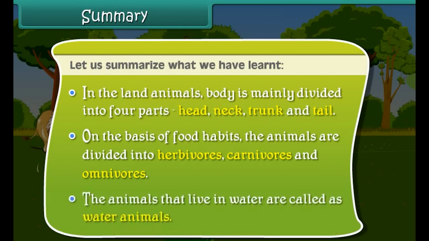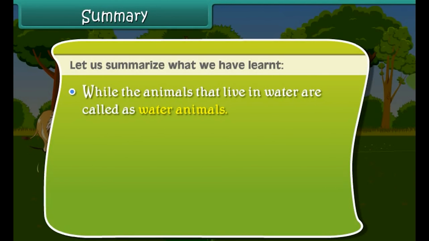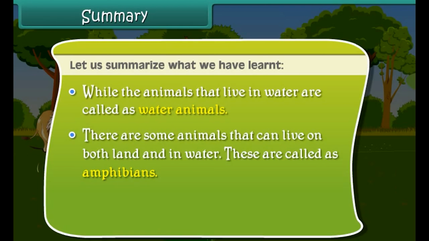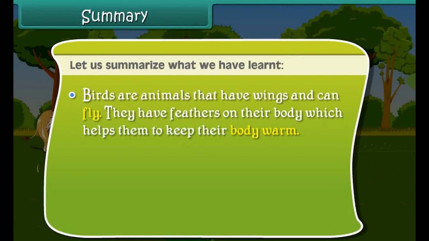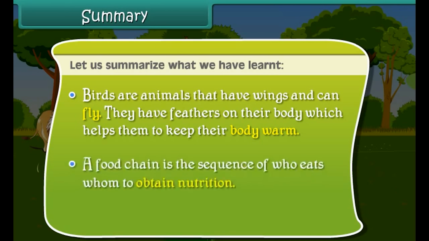The animals that live in water are called water animals. There are some animals that can live both on land and in water. These are called amphibians. The insects crawl on ground or other supports. Birds are animals that have wings and can fly. They have feathers on their body which help them to keep their body warm. A food chain is the sequence of who eats whom to obtain nutrition.